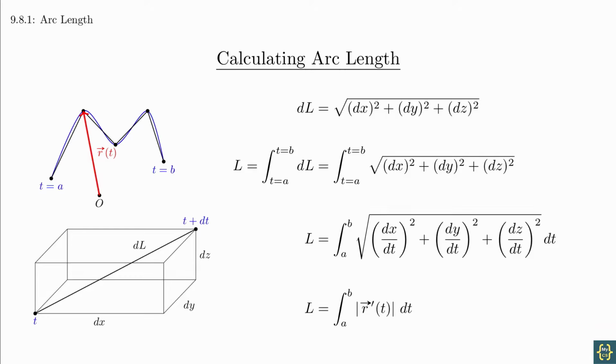Notice that the square root part is actually just the length of the derivative vector. This gives us a more compact formula for arc length. The limits of the integral are the values of t that mark the starting point and the ending point of the curve.